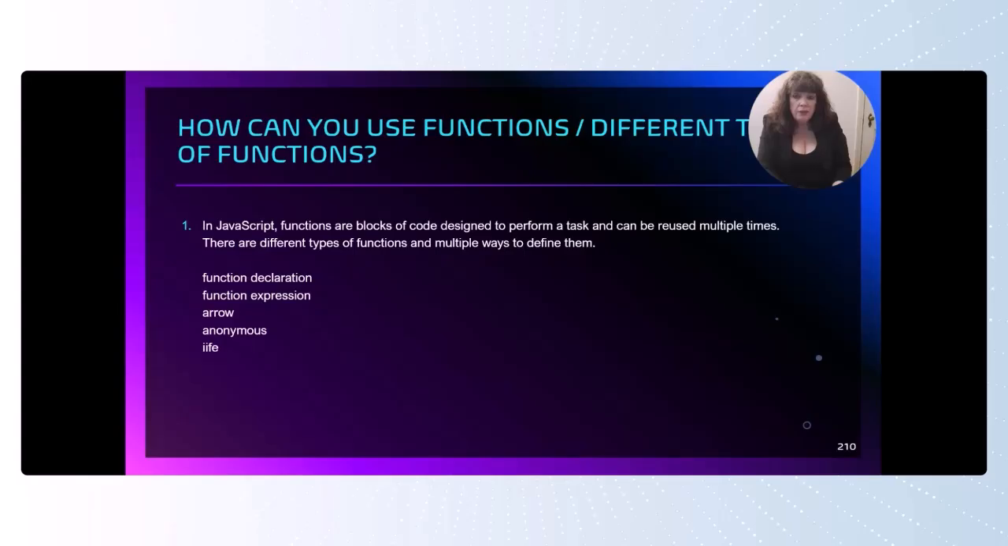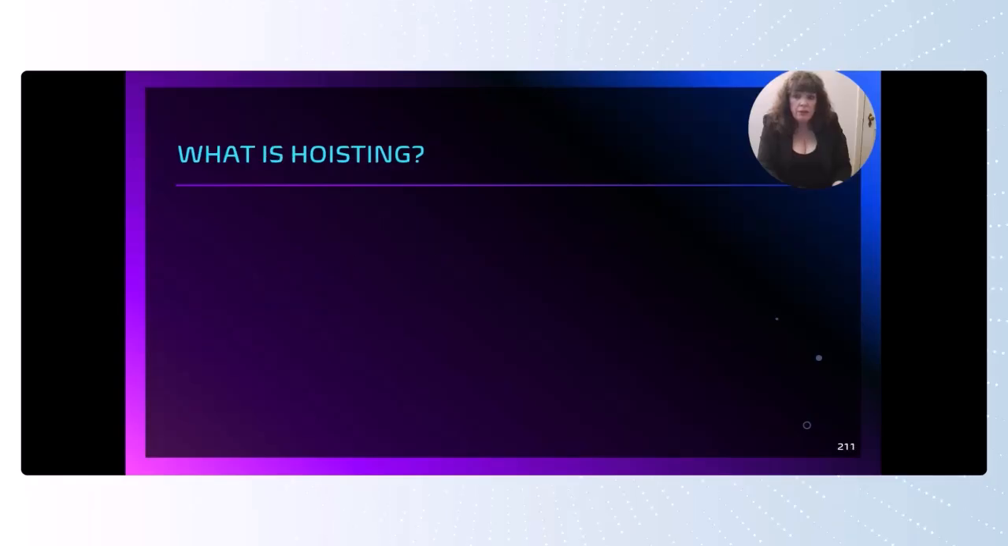How can you use functions? In JavaScript, functions are blocks of code designed to perform a task and can be reused multiple times. There are different types of functions and multiple ways to define them. There's a function declaration, function expression, arrow, anonymous, and IIFE. What is hoisting?